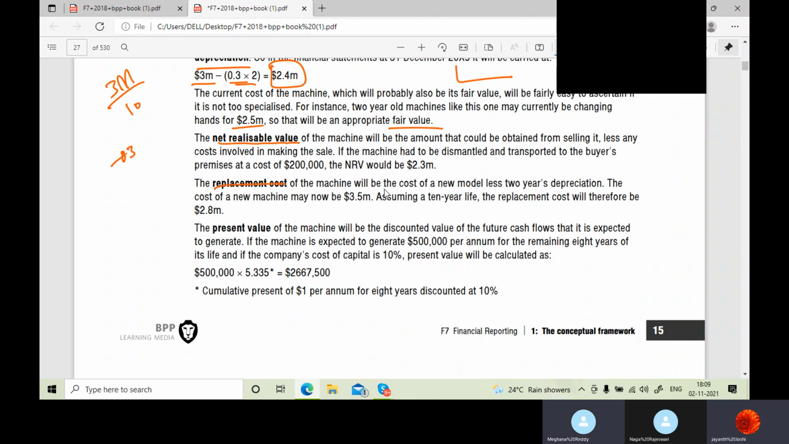Replacement cost of the machine will be the cost of a new model less 2 years depreciation. So cost of the new model less depreciation. The cost of a new machine may be this much. Replacement cost is nothing but the cost of a new model. If you want to buy a new model, you are replacing your old model with a new model. So the replacement cost of a machine will be the cost of a new model less 2 years depreciation. The cost of the new machine will be 3.5. Assuming a 10-year life, the replacement cost will therefore be 2.8 million. So what is this?